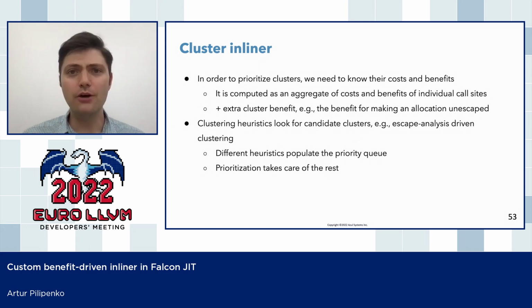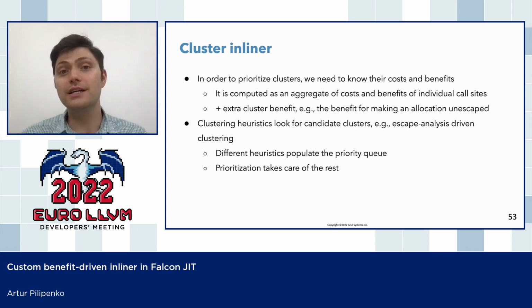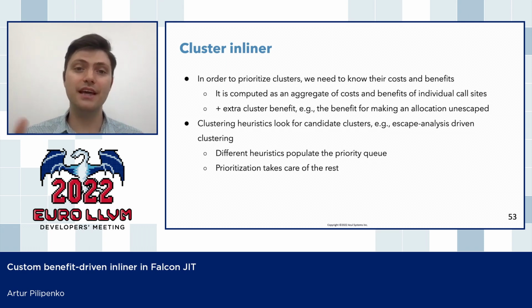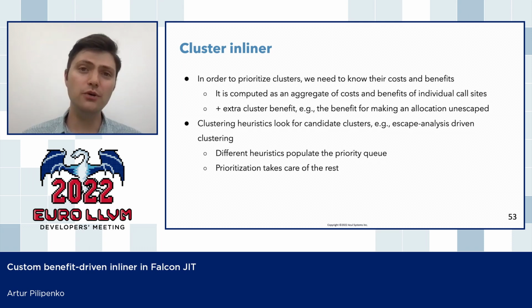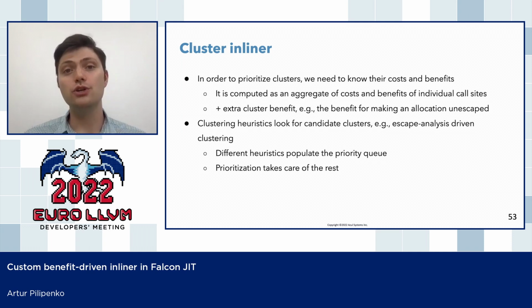In order to make our inliner work on clusters, we need to prioritize clusters. And for that, we need to know their costs and benefits. We compute cluster costs and benefits as aggregate of costs and benefits of the individual call sites contributing to the cluster. Clusters also have some extra benefits. That's the reason why we created the cluster. For example, the benefit of making an allocation fully unescaped. And once we know the cost and benefit of clusters, our priority queue can do its job.